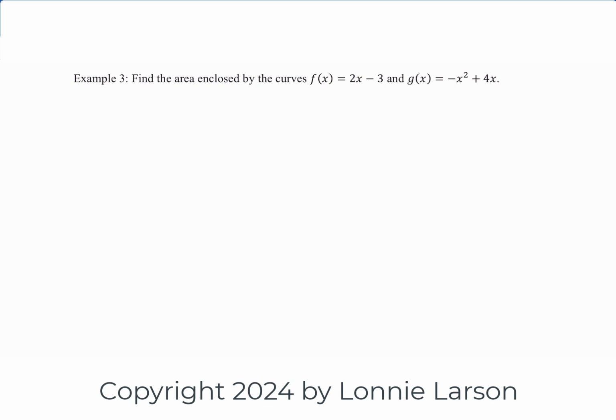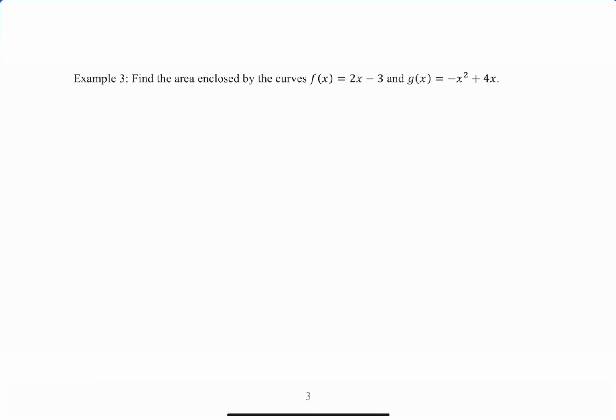Let's see if we can find the area enclosed by the curves f of x equals 2x minus 3 and g of x equals minus x squared plus 4x. But it doesn't tell us what x values to stay between. How are we going to deal with that? Well, let's graph these functions and take a look. We have to graph them anyway to know which curve is on top.